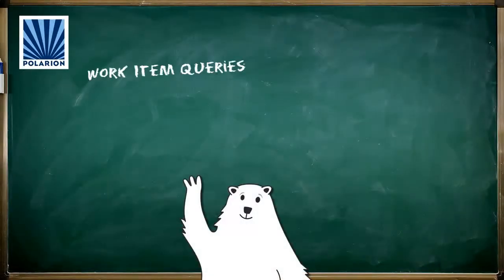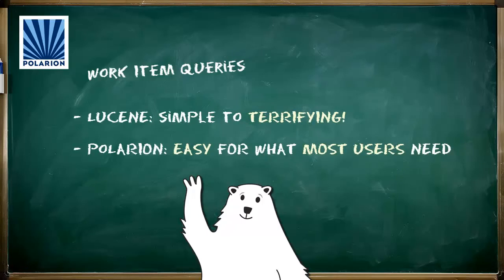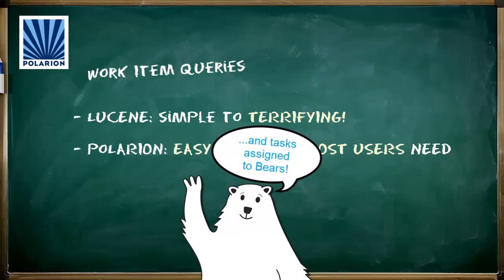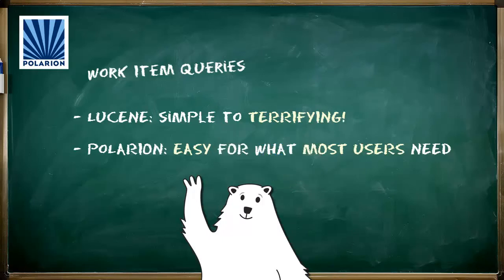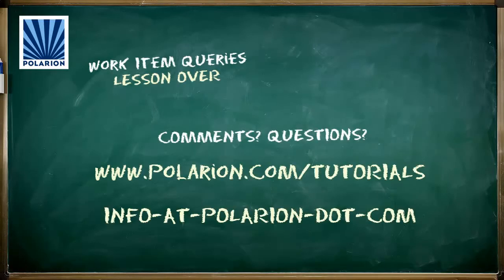There is, of course, more to querying than we've seen here. Lucene supports very complex queries requiring an advanced level of knowledge. But most Polarion users query for relatively simple things, like items assigned to them or critical items still not resolved in a time point. You should be able to get started and query for the work items you need using what we've presented here.